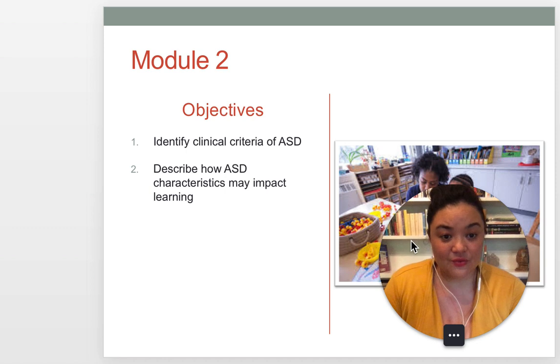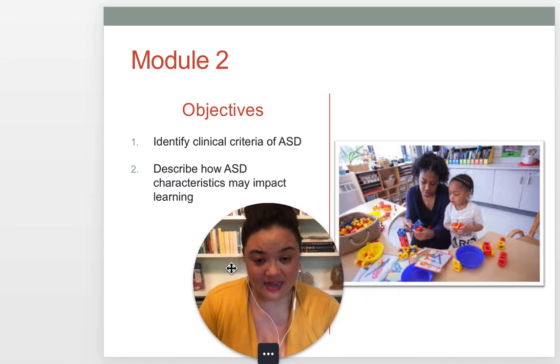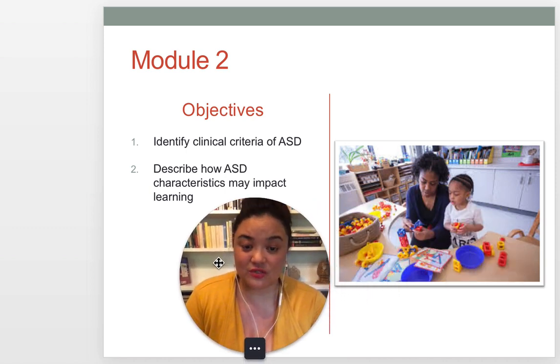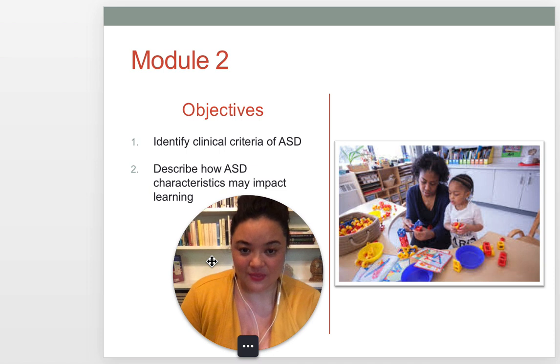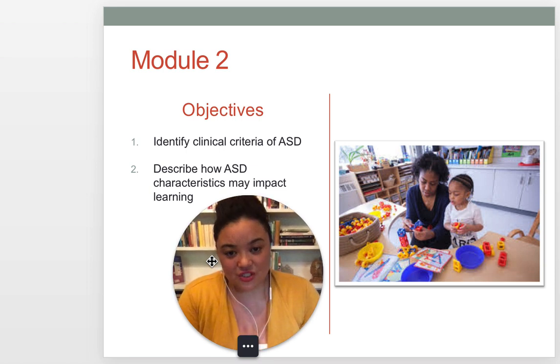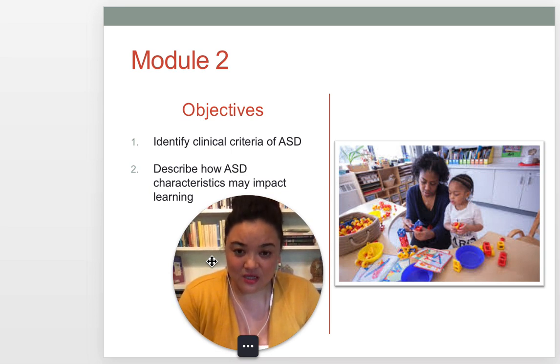There are three main objectives that I would like for us to be able to say we accomplished by the end of our asynchronous activities as well as our synchronous meeting on Thursday. First, I want you to be able to identify the clinical or medical criteria for being diagnosed with autism. And then I want you to be able to describe how these ASD characteristics that are associated with autism can impact learning.